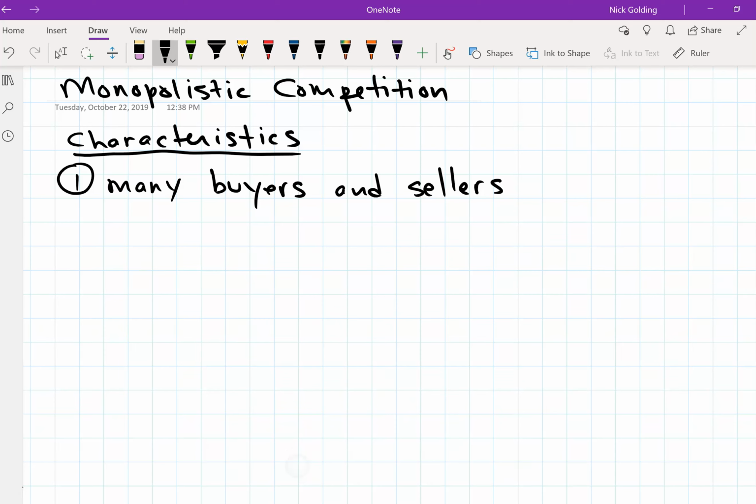Incidentally, there is a type of market that only has one buyer, called a monopsony. It's a more advanced topic that we won't talk about in this class, but just in case you're wondering why I always mention sellers as well.